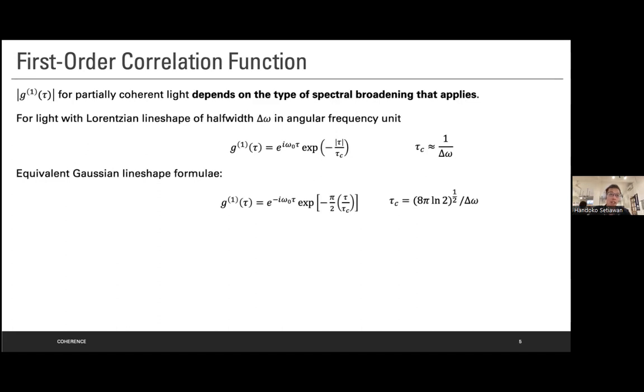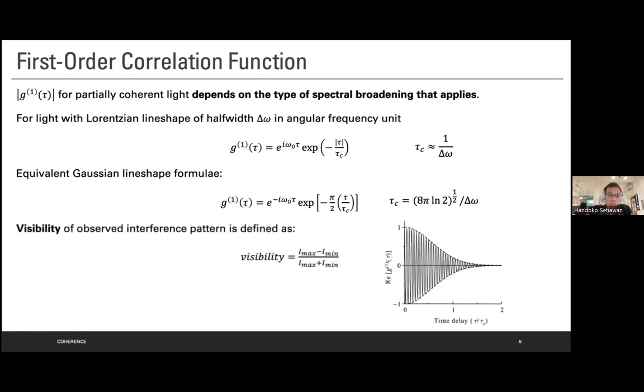Here's just an example for the case. Let's say we have a Lorentzian line shape of the spectral width. For light with a Lorentzian line shape of half width delta omega, in angular frequency units, the correlation function takes the form of the equation you can see in the slide, where tau c is approximately inversely proportional to delta omega. The equivalent form for a Gaussian line shape is shown in the slide as well, and for the Gaussian line shape, tau c is described by this equation. As for why it is like that, I think it will also be discussed in the broadening lecture in the future.